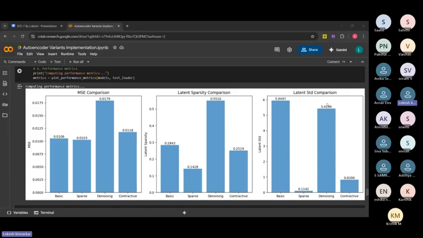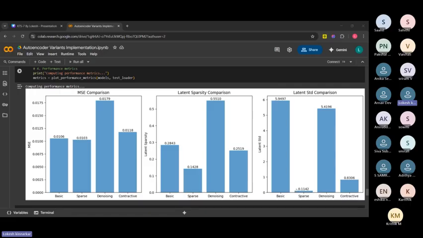Talking about the latent standard deviation comparison. Latent standard deviation is nothing but this: consider a hidden layer, and you have the activated outputs from those hidden layers. Once you get the activated output for each and every neuron, you compute the standard deviation for that. So if the standard deviation is more, then there is more variance in the features of the input data. So that's what we can observe here.